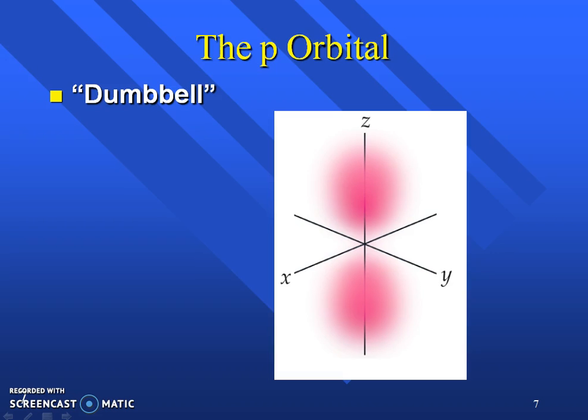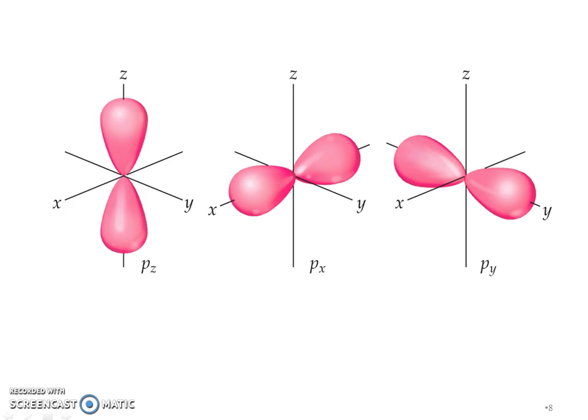The P is represented by a dumbbell, and again, look at where the electron density is. Now it's not really around the nucleus, now it's on the axis. So if we look at the Z, the X, and the Y axis, that electron density now is not going to be as close to the nucleus as the S. Now it's going to be a little bit more on the outside.